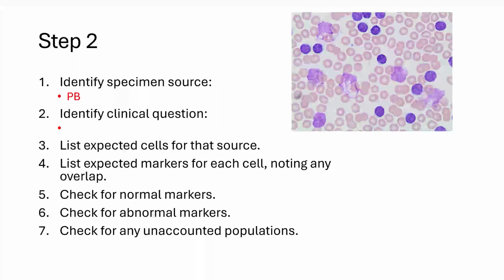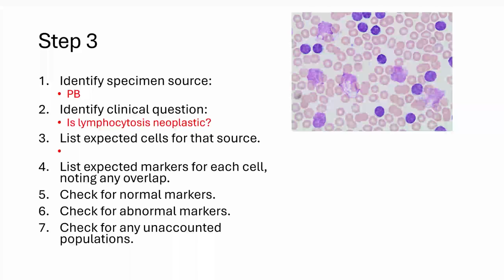Step 2, identify the clinical question. Question is this lymphocytosis neoplastic? Step 3, we'll list the expected cells for that source. What cells do we expect to see in the peripheral blood? And what cells do we see within the picture? In this picture, we see T cells, and we would expect to see B cells and T cells within the peripheral blood.